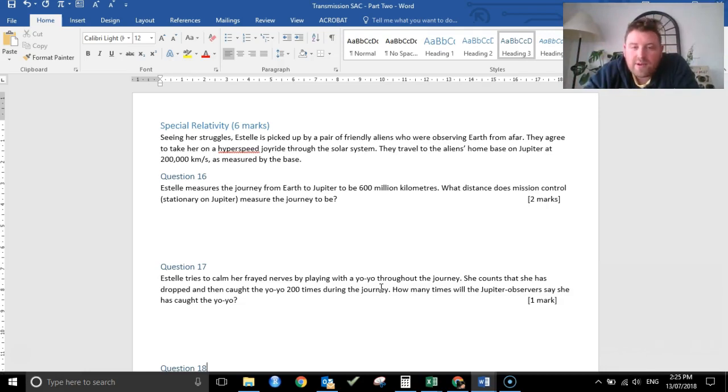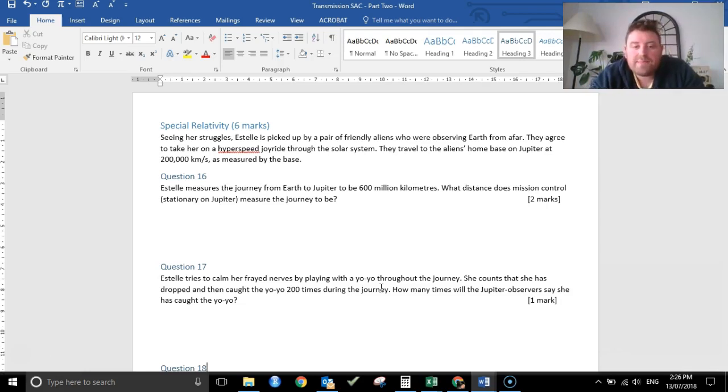Both Estelle, who's on the rocket ship, and Mission Control, who's stationary on Jupiter, have their own frame of reference. And if Estelle's not accelerating, then both those frames of reference are inertial, which means they both make perfectly valid measurements about the world. So when we say something like a proper measurement, we're talking about who is in the right position to make that particular measurement. So in a given scenario like this, you might make 3 or 4 different measurements, and for different ones, different people might be the proper observer, right?